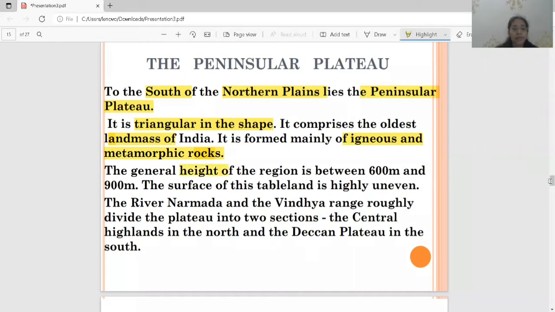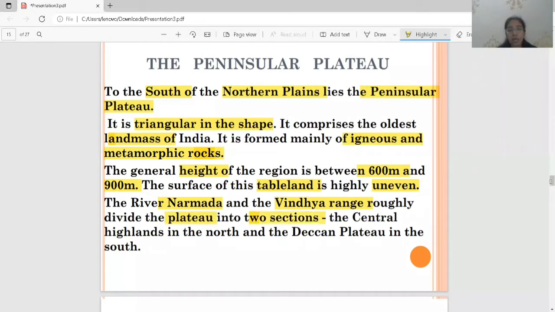The height is 600 meters to 900 meters. It is like a tableland, flat from the top, steep from the slopes. From the top, it is uneven. The Narmada River flows over here. The Vindhya range divides the plateau into two sections.